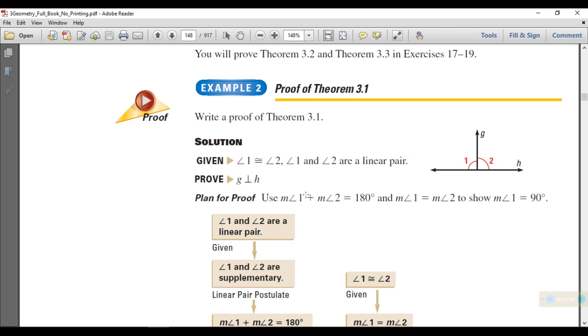Plan natin for proof. Gamitan natin ng measurement si angle 1 tsaka si angle 2. Sabi, angle 1 and 2 are linear pair. So the measurement of angle 1 and measurement of angle 2 must be equal to 180 degrees. And you have to show that the measurement of angle 1 is equal to the measurement of angle 2. Nakalagay na siya dito. Using angle congruence, we have angle 1 is congruent to angle 2, to show that the measurement of angle 1 is equal to 90.